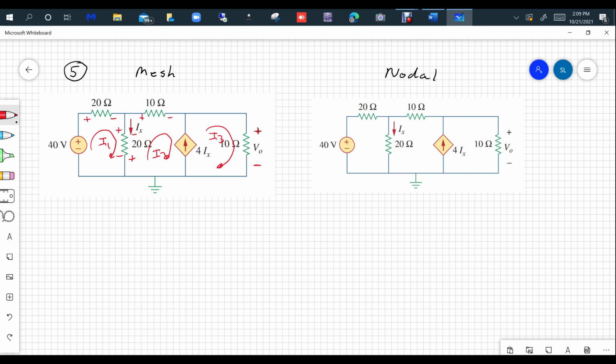But notice in this case what Ix is equal to. Ix in terms of I1 and I2. The author has Ix going down. And between the currents I1 and I2, I1 goes down, so I1 is the lead current. So Ix is I1 minus I2. That would be an important equation that you'd come up with for that controlling variable here on that current-controlled current source.